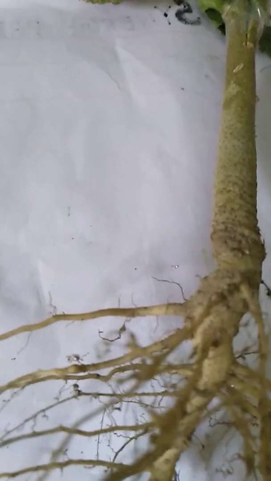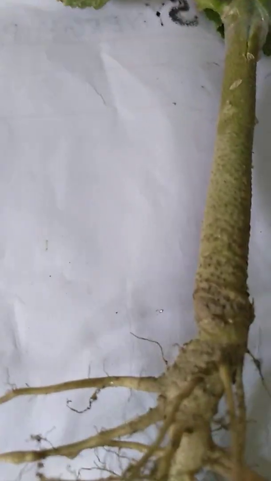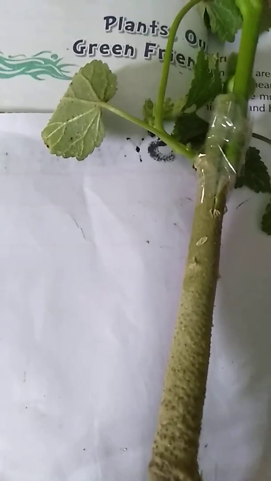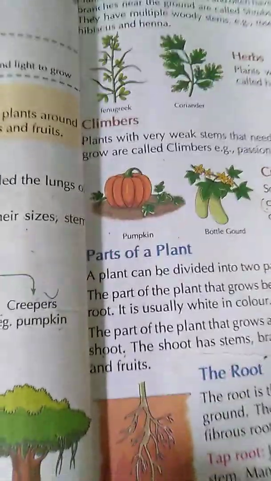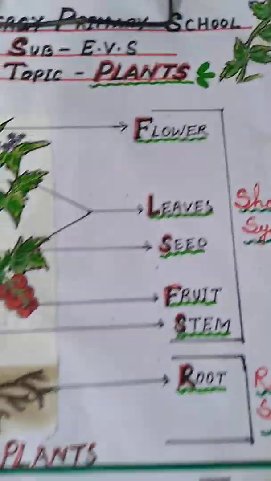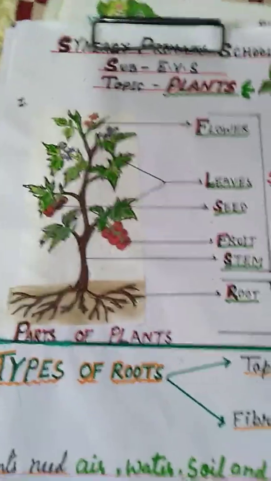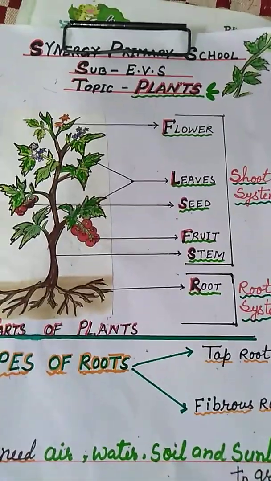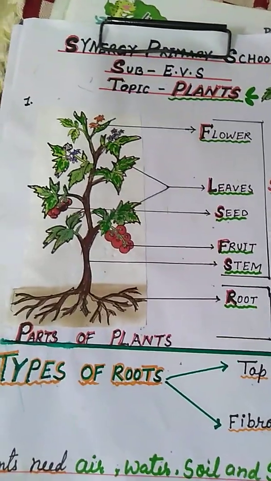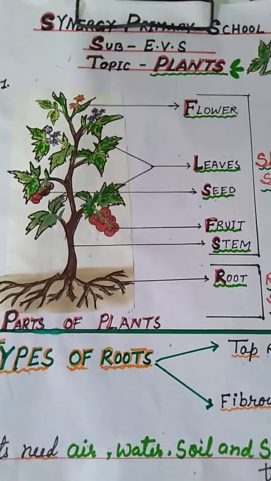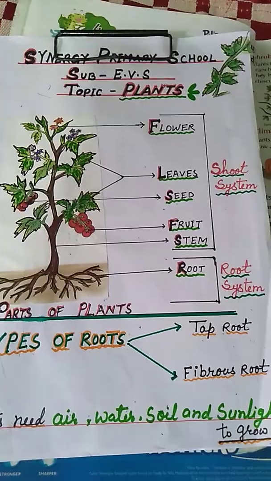So roots, stem, leaves, flower, fruits. Children, look at the picture. This is your project. Make parts of a plant in your project work.